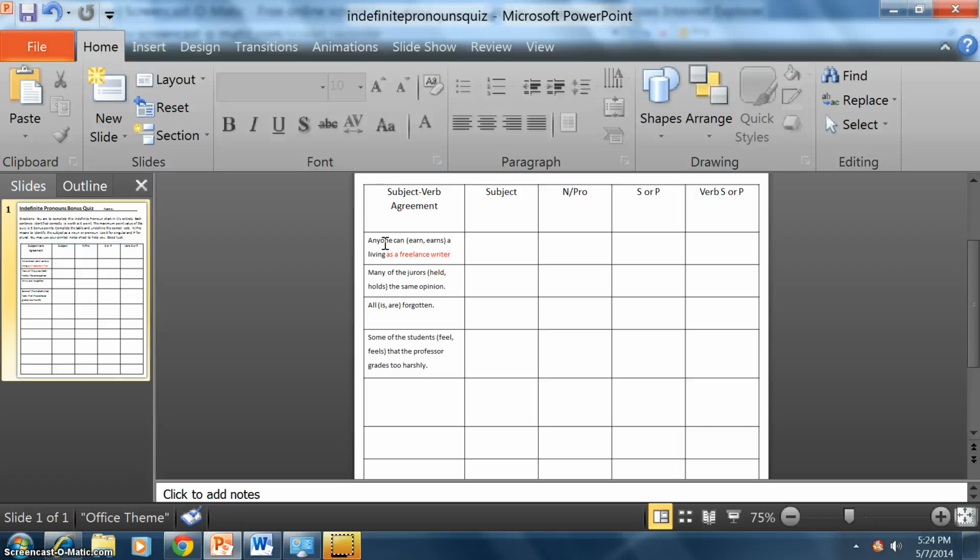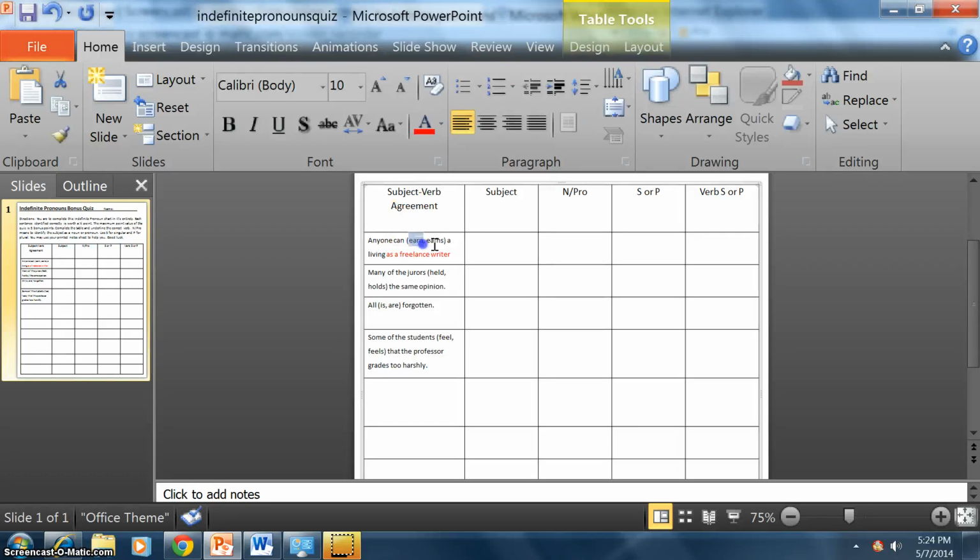Before I go back into my chart, I need to figure out whether the word earn or earns needs to be used. So would I say anyone can earn, or anyone can earns a living? I know that it is anyone can earn a living.